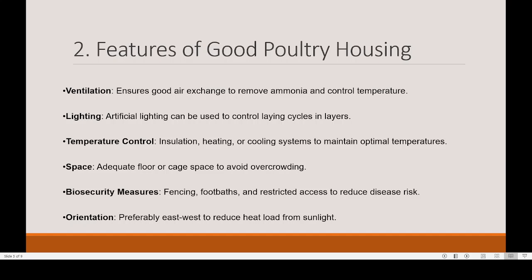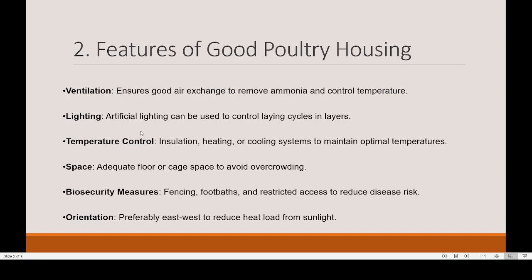Otherwise, what will happen? Temperature will be increasing, and they will be constantly monitoring the temperature. If the temperature is going up, they will use some kind of cooling mechanism, either a fan or other kinds of system. So that is an important thing. Ensure good air exchange to remove ammonia and control temperature. If ammonia is present in the air, that will also be harmful for the birds.